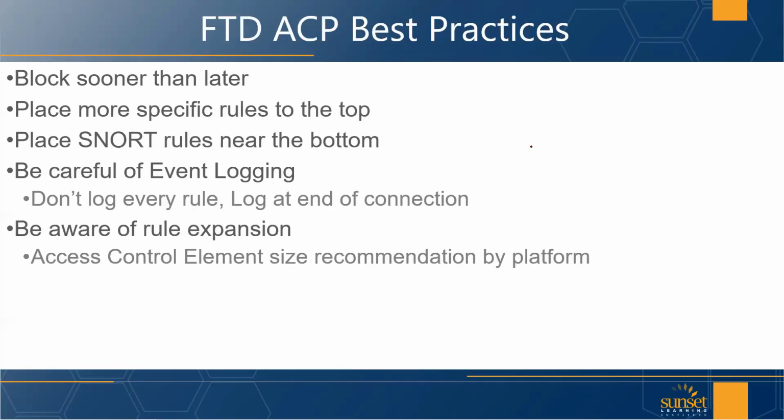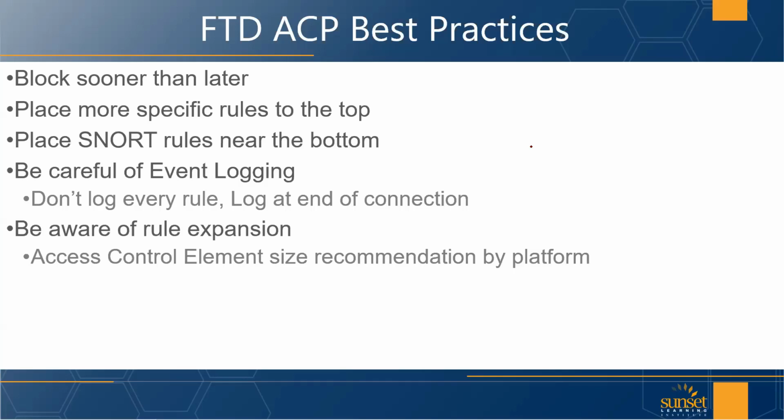So your best practices for this, though, we want to block traffic sooner than later. In that case, we're looking at it just the same as we would look at a traditional firewall. The faster I get it off my system, the better. Okay. Place more specific rules at the top. Again, get rid of that traffic as soon as I can. SNORT rules near the bottom.